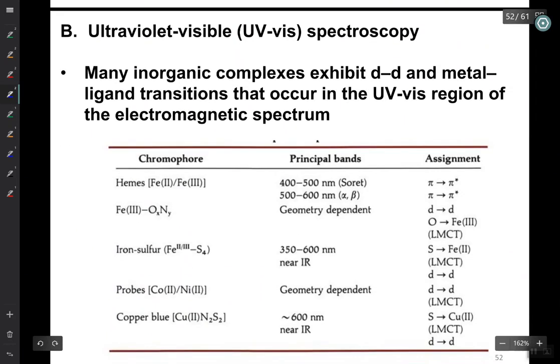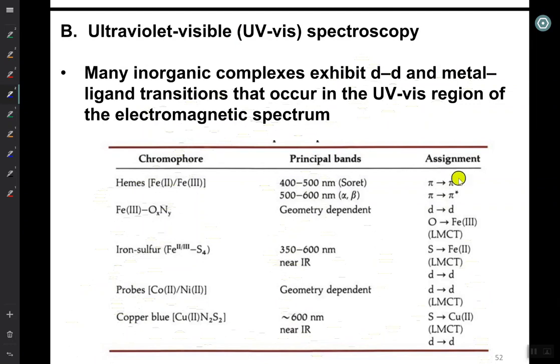So UV-vis spectroscopy is useful because many inorganic complexes exhibit d-d and metal-ligand transitions that occur in the UV visible region of the electromagnetic spectrum. Here are some of the common chromophores that we've talked about. So the heme unit, iron with nitrogen ligands, iron sulfur clusters, copper and nickel probes, the blue copper protein. These are the different wavelengths that appear, so usually in the visible to UV region. And then these are the different transitions.